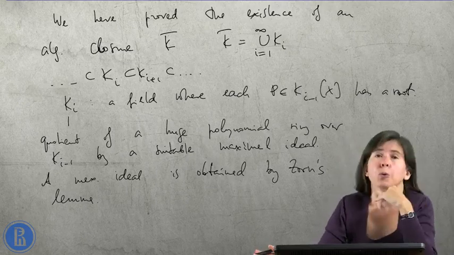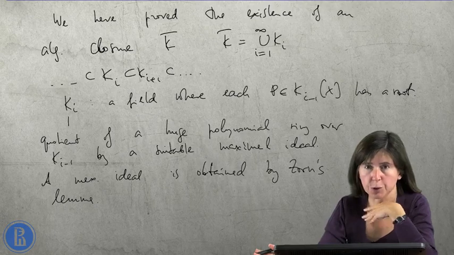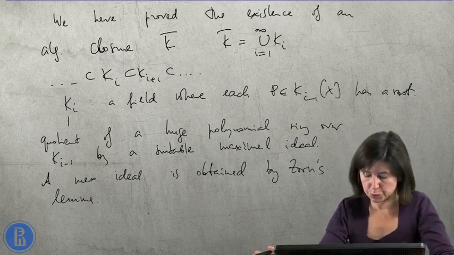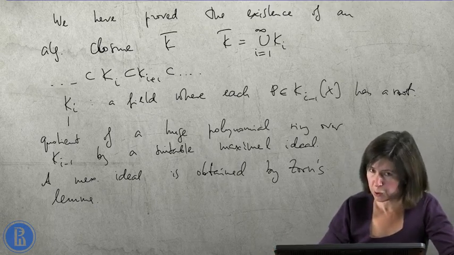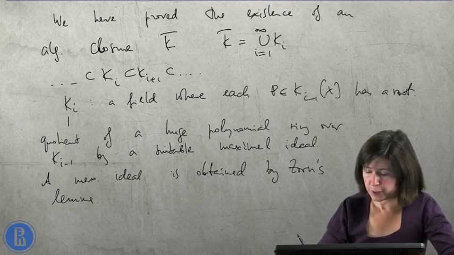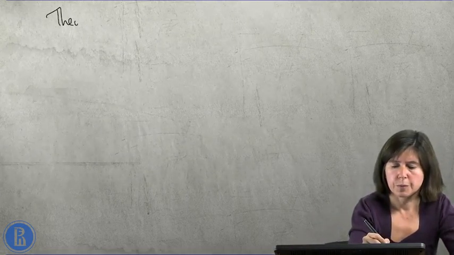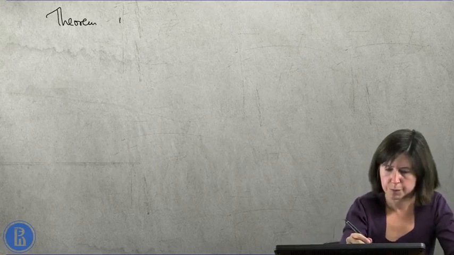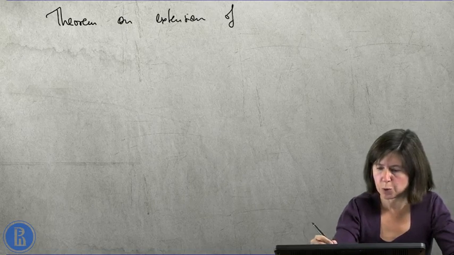Now, of course, you may ask, is there any uniqueness result for the algebraic closure? Yes, we have such a result, and to prove this, I have to prove another theorem. I think this is theorem 3 of this lecture, right? This is a theorem on extension of homomorphisms.